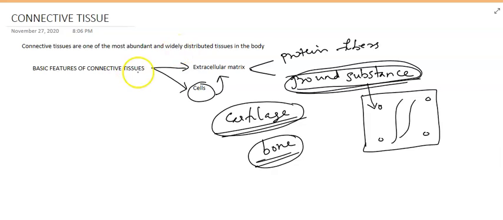So these are the basic features of connective tissue. It consists of extracellular matrix and the cells. The cells are the ones which produce the ground substance and the protein fibers. The extracellular matrix consists of protein fibers and ground substance, and extracellular matrix is responsible for the functional qualities of a tissue.